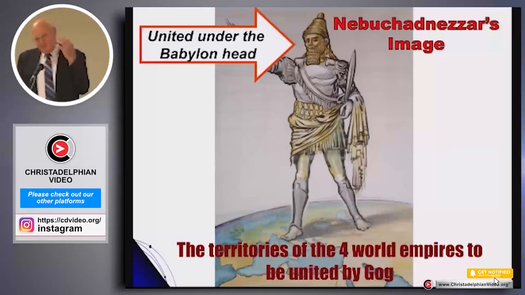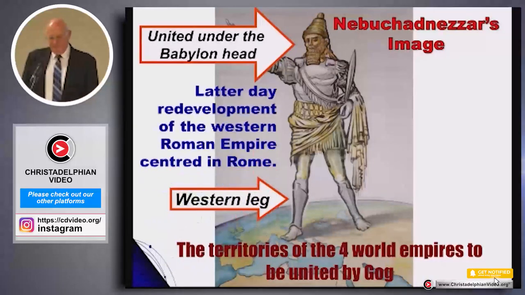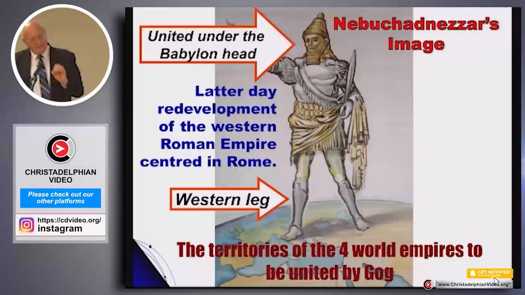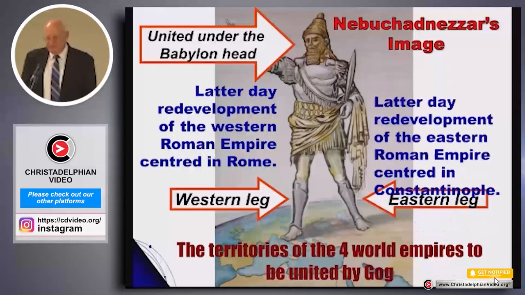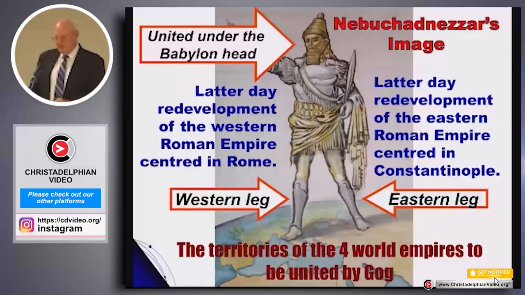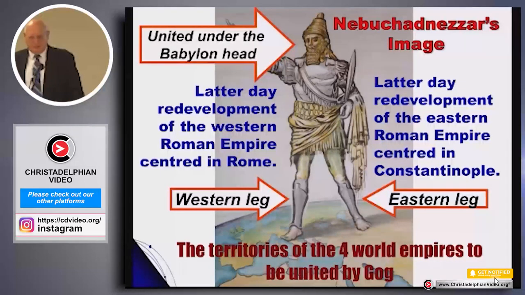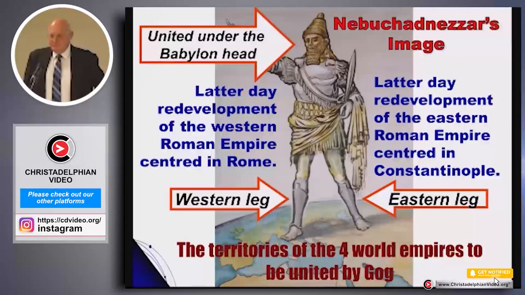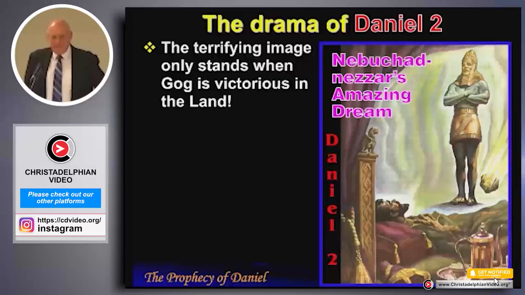So you've got the Babylonian thinking power. You've got the Western leg, of course, which is based in Rome. It's the latter-day redevelopment of the Western Roman Empire, centred in Rome. You have the Eastern leg, the latter-day redevelopment of the Eastern Roman Empire, centred in Constantinople. Okay, so this is what we're seeing. We're seeing the beginnings of this formation of this great image power. And of course, it'll take a little while longer, but we don't need to be here necessarily to see it.